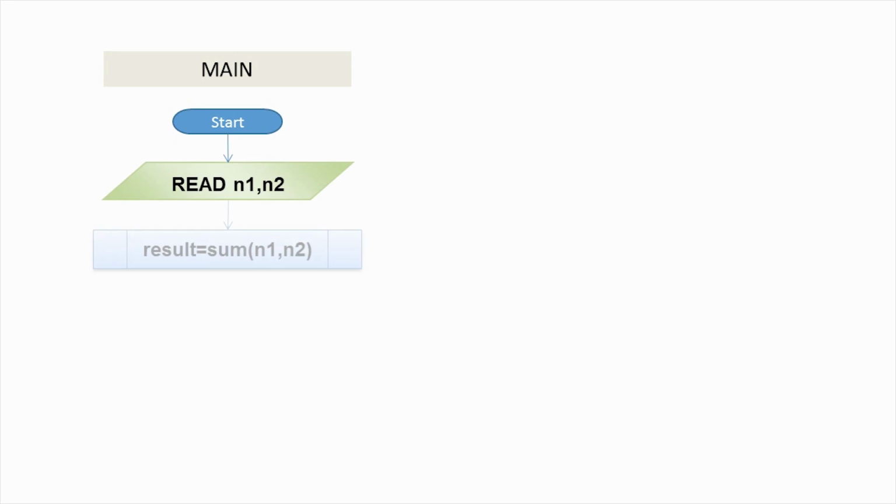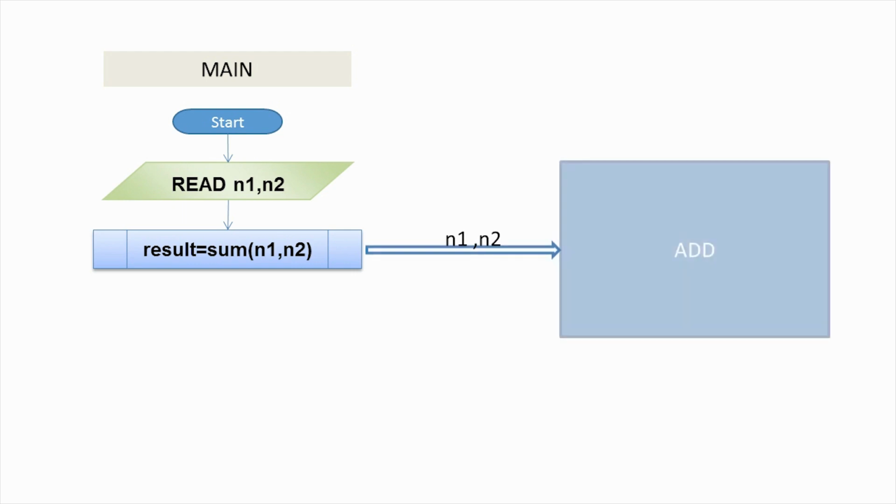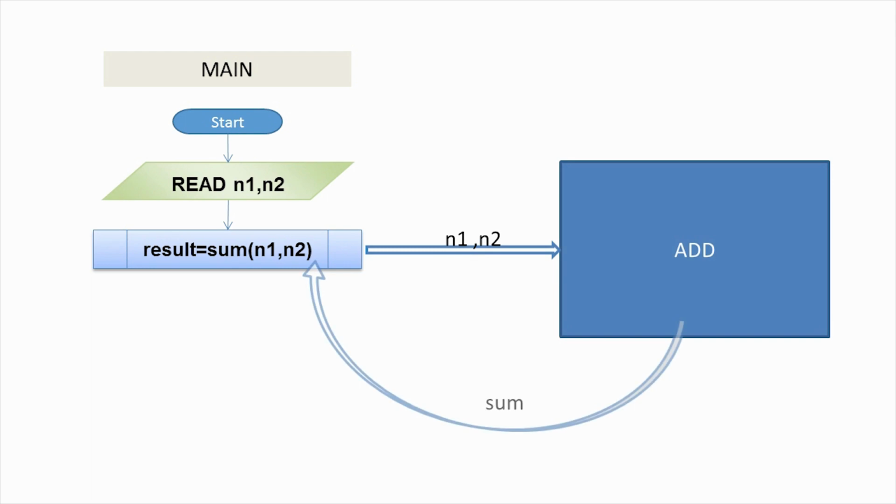Let us see the steps in the main function. Start, read two numbers n1 and n2. Now call the function add to find the sum of the numbers. The main function passes the values n1 and n2 to the function add. The add function calculates the sum and gives the result back to the main function. The main function then stores the sum in variable result. The result is then printed and stop.